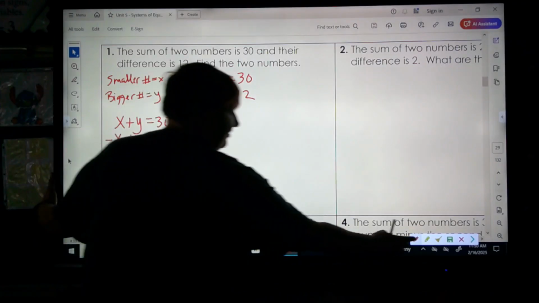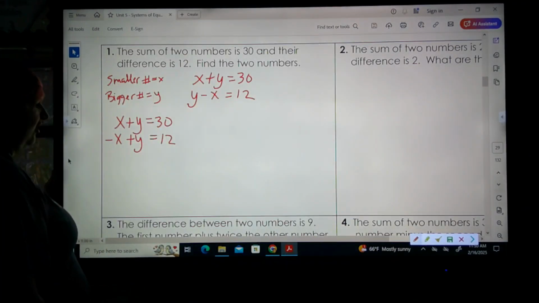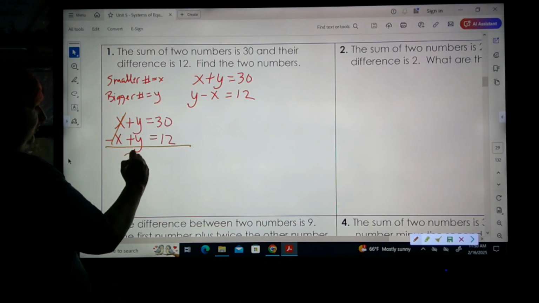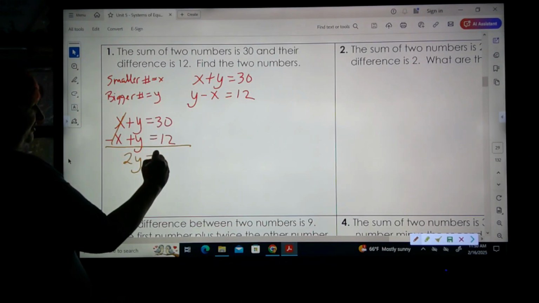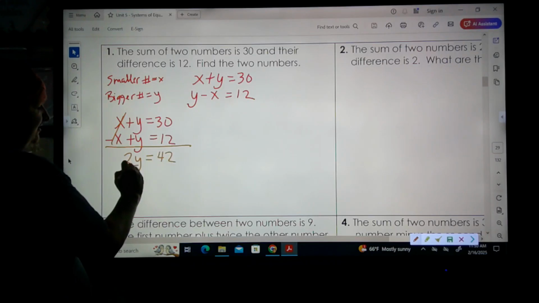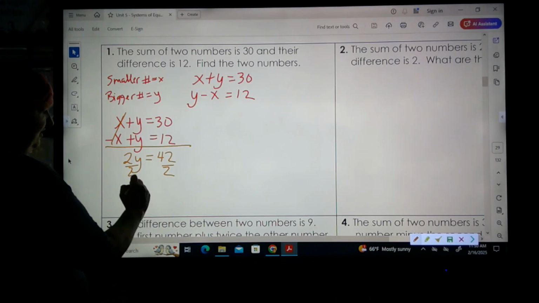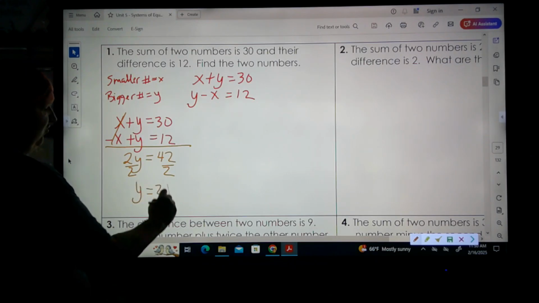Now that we know how to do this, all we have to do is cancel one of the terms. x minus x is 0. y and y is 2y. 30 and 12 is 42. Divide by 2. y is 21.